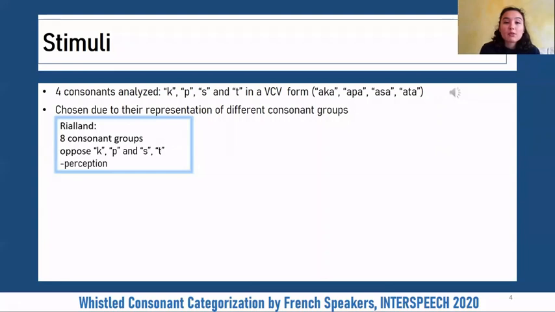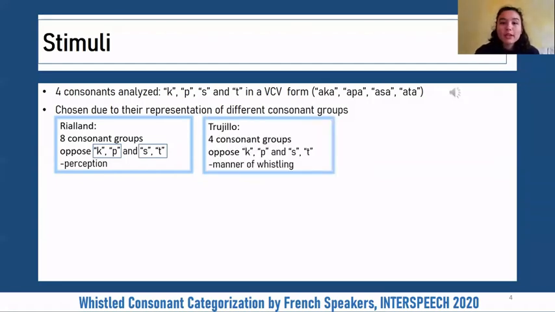So we can cite Rieland, who conducted the experiments with the Spanish whistlers in 2004, who proposed eight consonant groups based off of consonant and whistled speech perception, and opposed K and P to S and T in two out of those eight consonant groups. We have Trujillo, who proposed four consonant groups based off of the manner of whistling rather than the perception of these whistled consonants, and who once again opposes K and P to S and T.